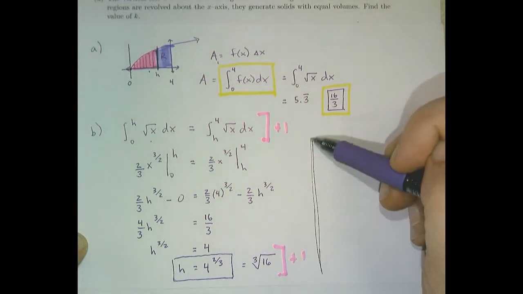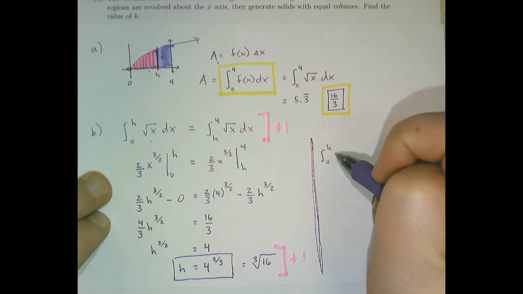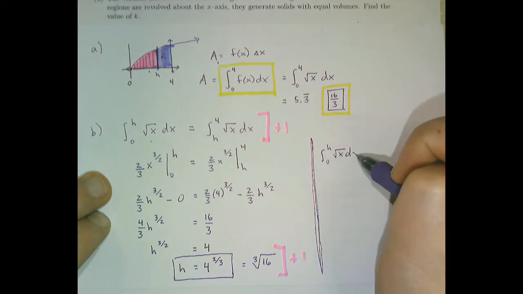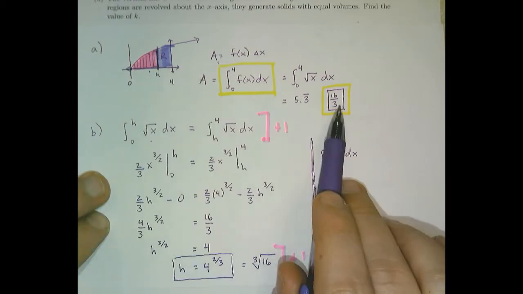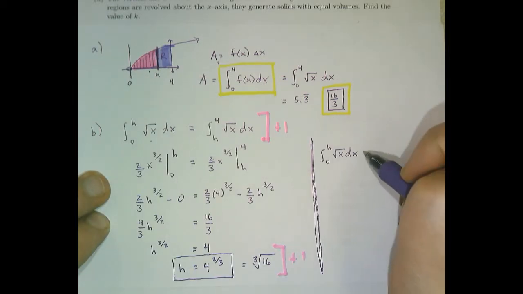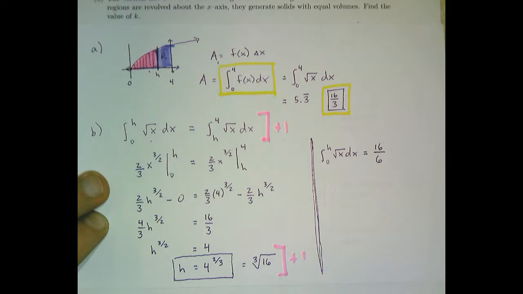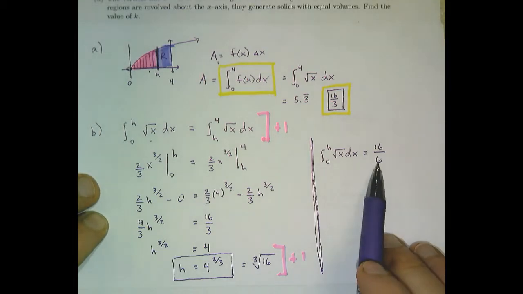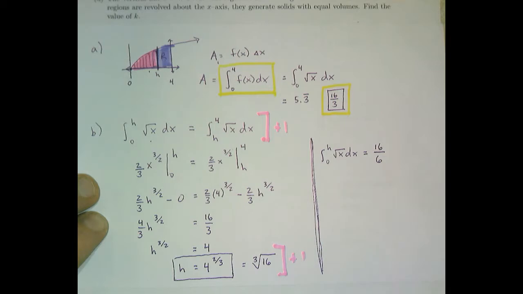I won't work through the whole way, but if you set up your first integral for the region in pink, and you knew that this was half of the area, you could relate it to half of this number. So half of 16/3 is 16/6, and then you can solve that equation for h. It's another approach, but the problem with this approach is you're trusting that the answer you found in part A was the correct answer.